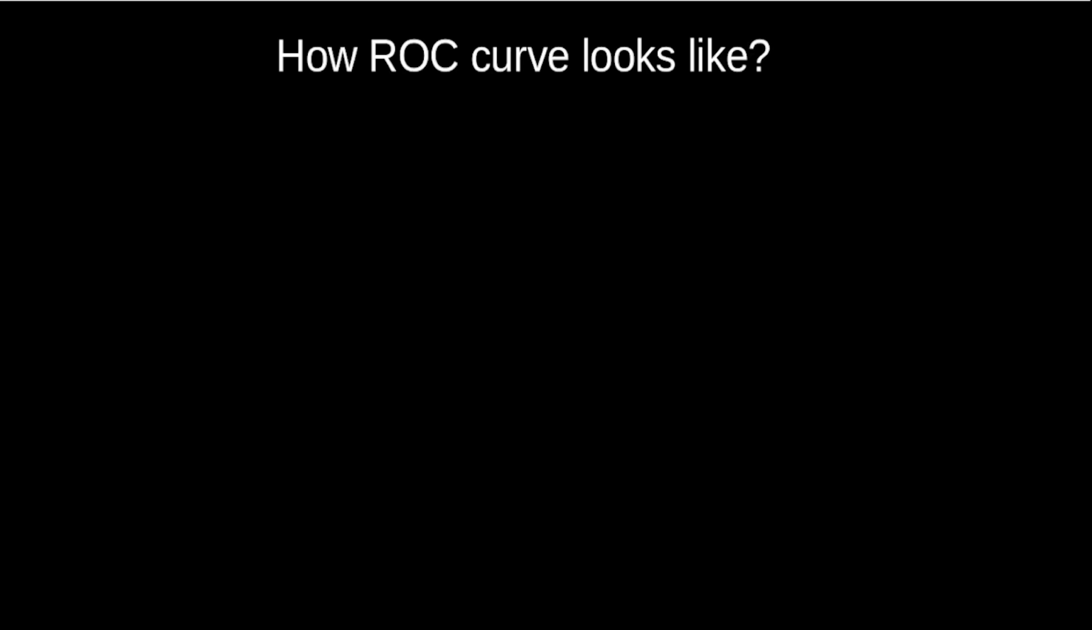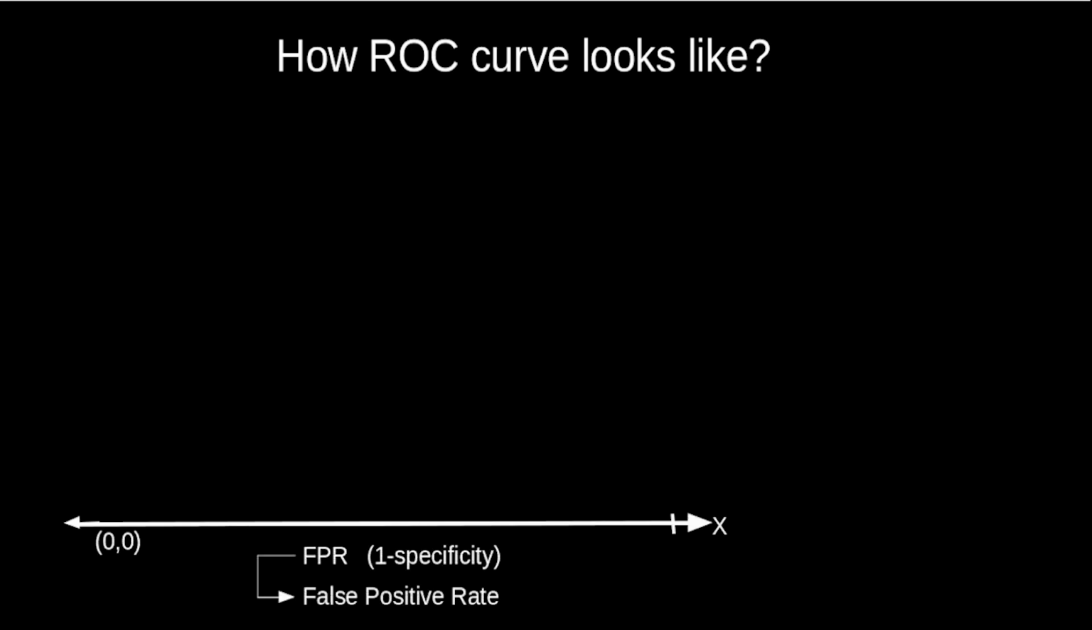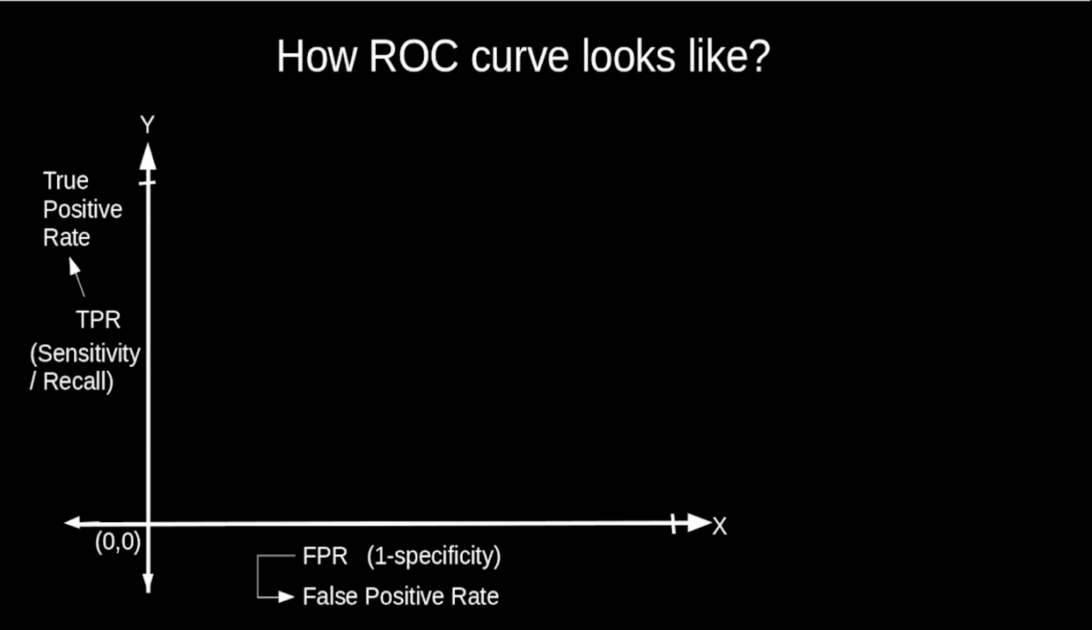How does the ROC curve look like? The ROC curve consists of false positive rate, which equals 1 minus specificity, on the x-axis and true positive rate on the y-axis. True positive rate is also called sensitivity or recall. In the ROC curve, we draw combinations of true positive rate and false positive rate at different thresholds.